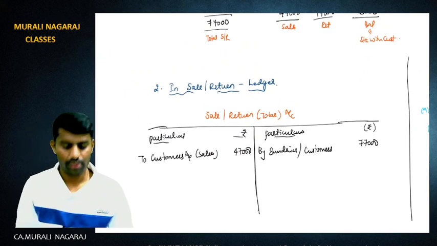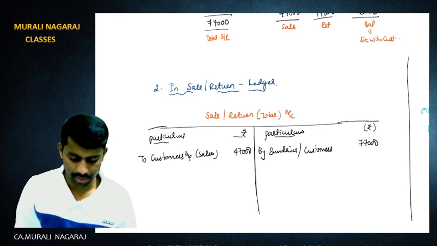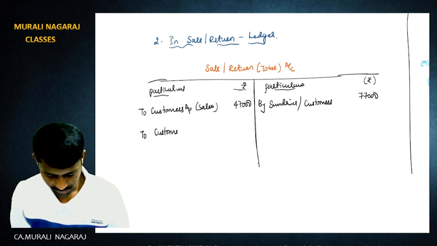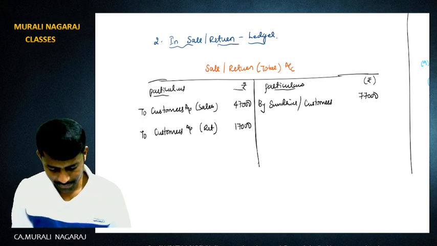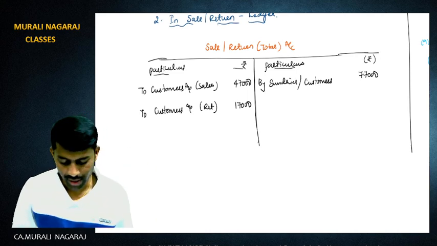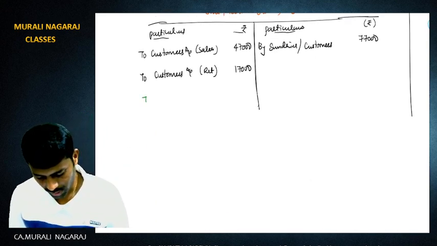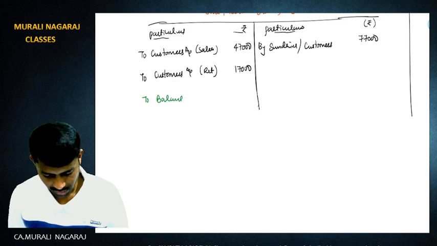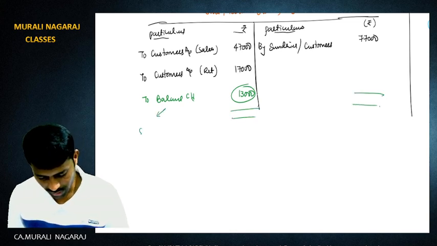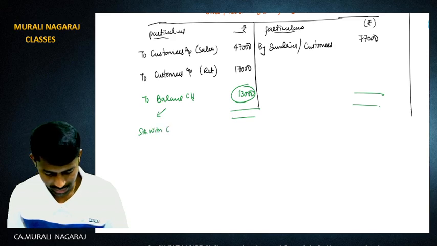So next, goods return. For goods return also in memorandum books entry is sale or return account debit to customer account 17,000. So to customers account which is returns 17,000. 17,000 which is written. So for this no entry in main ledger. So balance what is there, that is to balance carried down, which is 13,000. So which is stock with customer. This is stock with customer at invoice price.